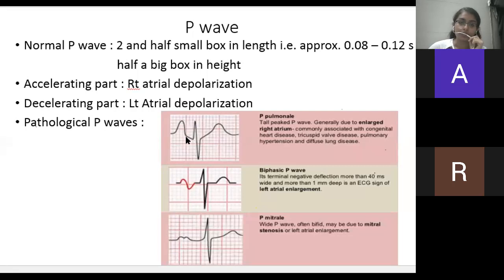atrial depolarization. Because left part of atrium, someone's mic is on, please mute your mic. Please mute your mic.